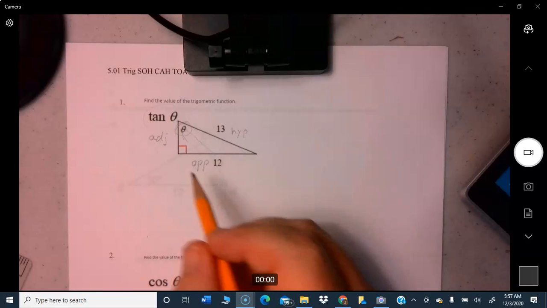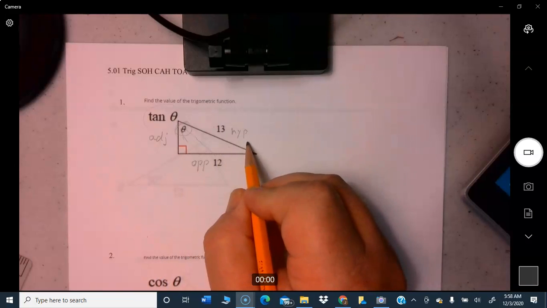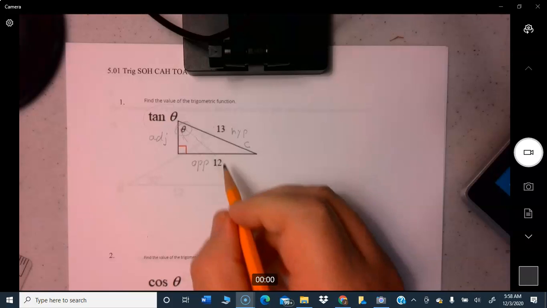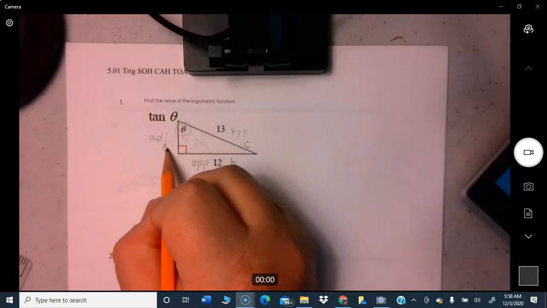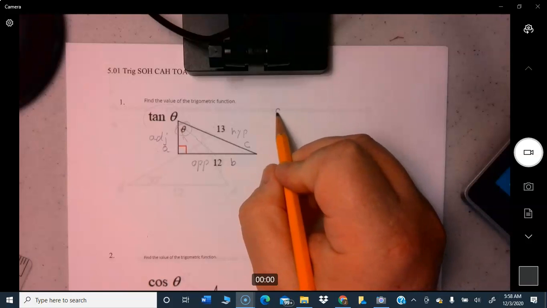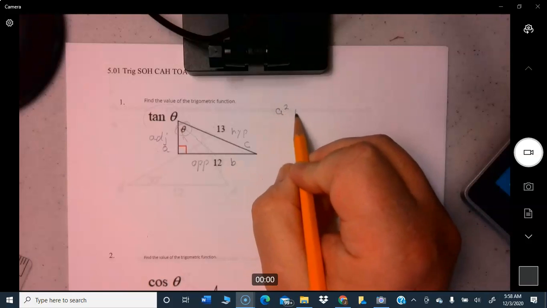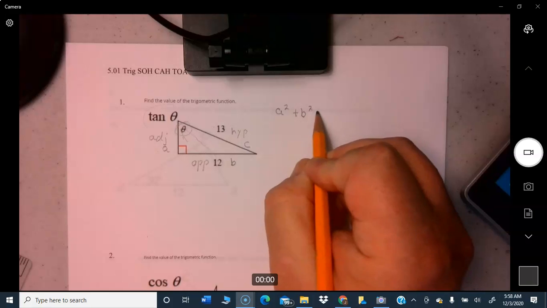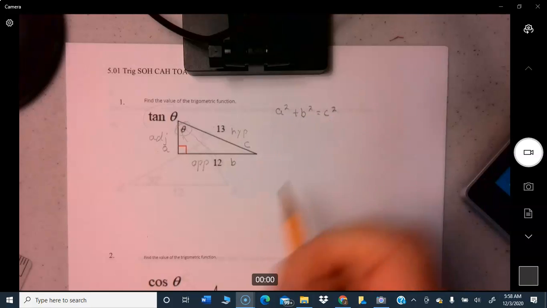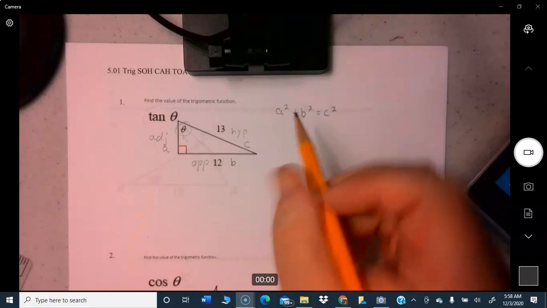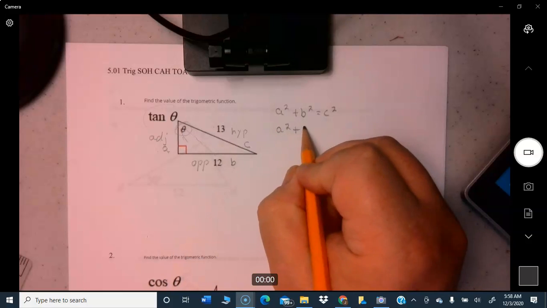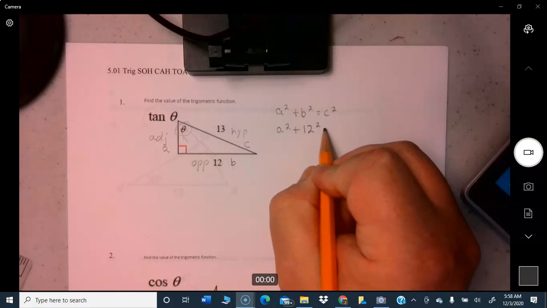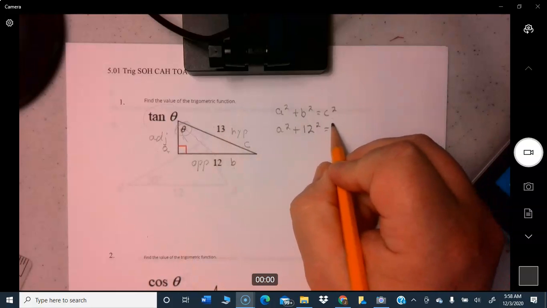So let's just go ahead and assign names to these. The hypotenuse is always C. We'll call the opposite B, and we'll call the adjacent A. And so we're just going to use the Pythagorean Theorem, a squared plus b squared equals c squared. Okay, so we don't know A, so that's a squared. We do know B, it's 12, so that's 12 squared equals C, which is 13 squared.